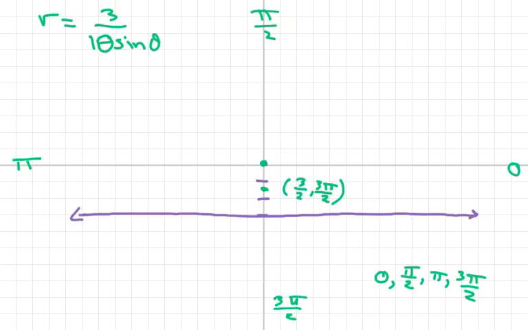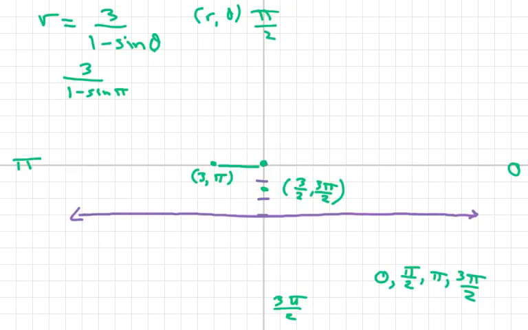So to find out what to put here, let me take that out. Plug in pi. When you plug in pi, you get 3 over 1 minus sine of pi. Well, sine of pi is 0, so we get 3. So we're going to just come over here and go out 1, 2, 3. So this would be 3. That's your r, comma pi. That's your angle.